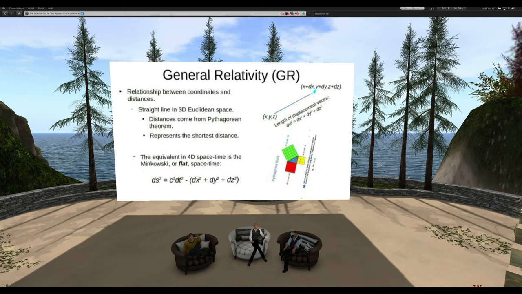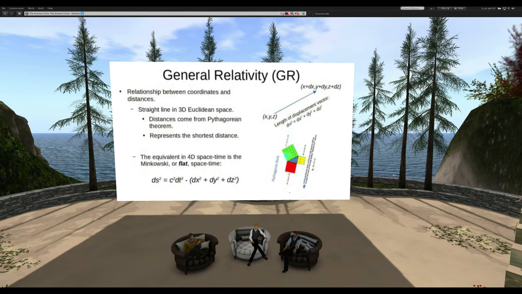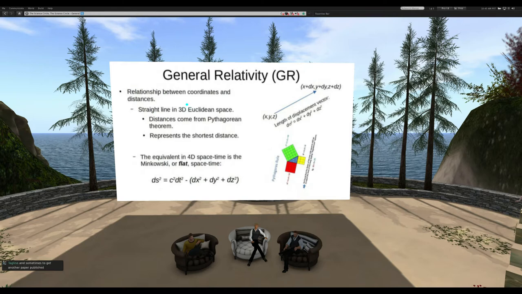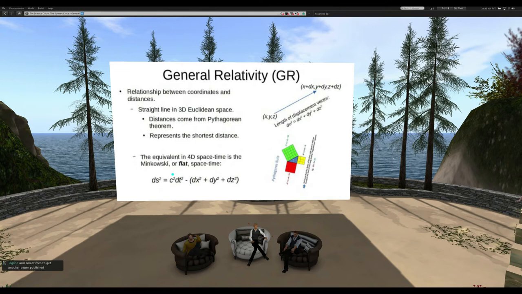So we have a displacement vector here, and these are the coordinate displacements. You can think of this as, you're on the corner of Elm and Maple, and you're going to walk to the corner of King and Queen Street. How far have you gone? Well, you can use this formula here. If you know the Pythagorean theorem, it's basically a generalization of the Pythagorean theorem to three dimensions. This is the shortest distance between two points, a straight line in Euclidean space.